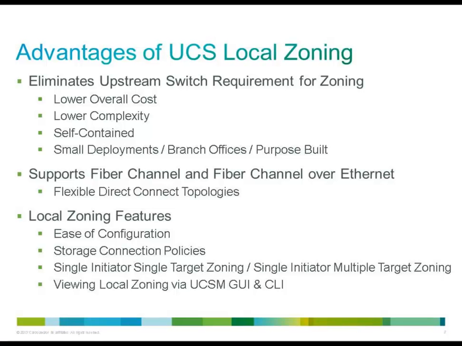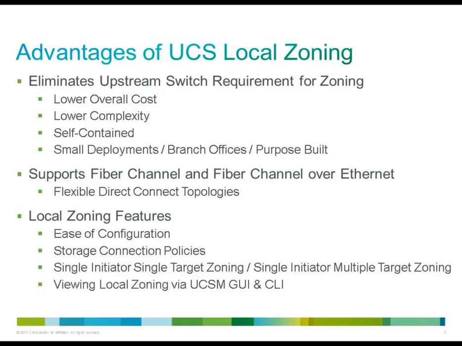Before we begin the technical demonstration of local zoning within UCS, I'd like to briefly discuss the advantages of this newly introduced technology into the UCS feature set. First, UCS local zoning eliminates the need for an upstream switch, such as a Nexus 5000 or MDS, which was previously required for zoning host to storage. The advantages of this include lower overall costs since less equipment is needed, lower complexity as zoning is local to UCS rather than a separate upstream device. The system is self-contained as everything needed for zoning storage is local, making this solution well suited for smaller UCS deployments, branch offices, and purpose-built UCS pods.